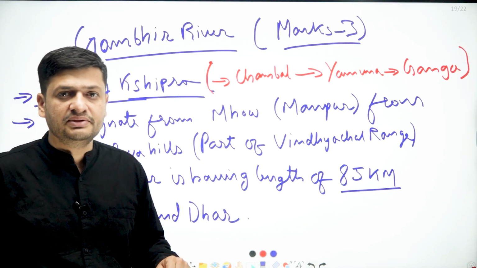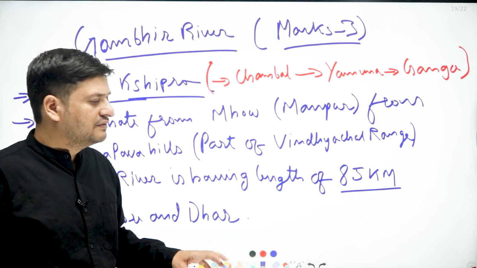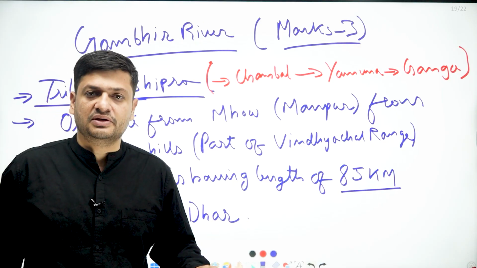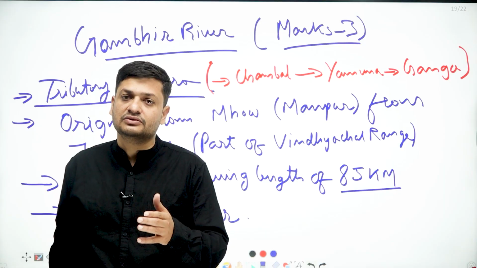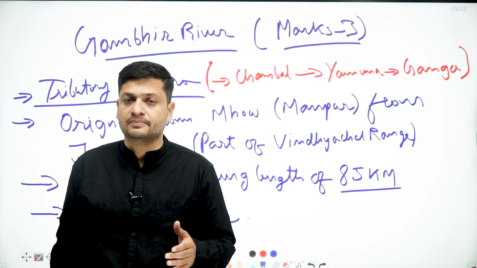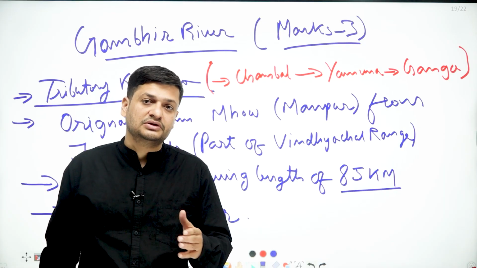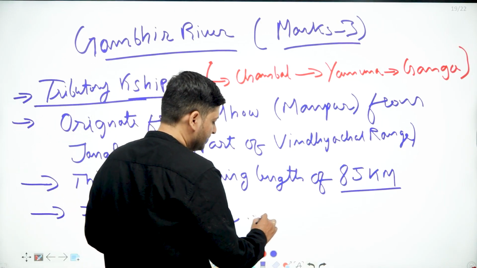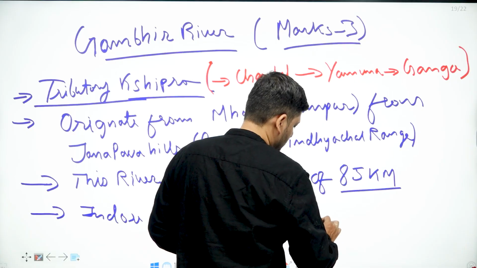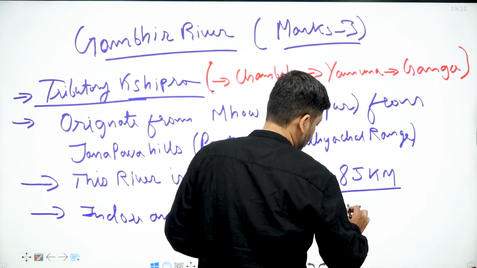A 5-marker can be asked about the Gambhir river. Very little information is available for Gambhir river. Though it is a very short river in length, it has its own significance in a particular area. If we talk about the major dam on this river, the major dam is Yashwant Sagar Dam.